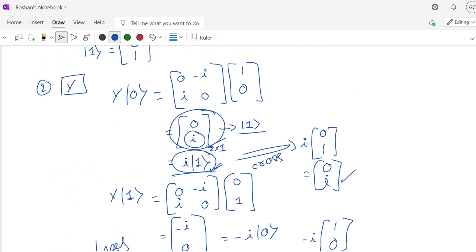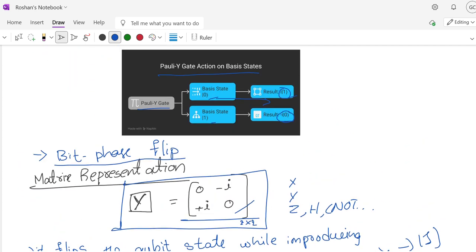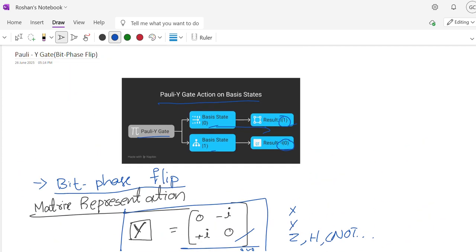That's all for the day. In the next class, we'll understand the Pauli-Z gate. It is also called the phase flip gate, whereas the Pauli-Y gate is called the bit phase flip gate. See you guys in the next video.